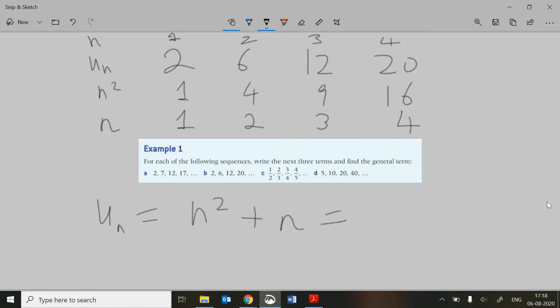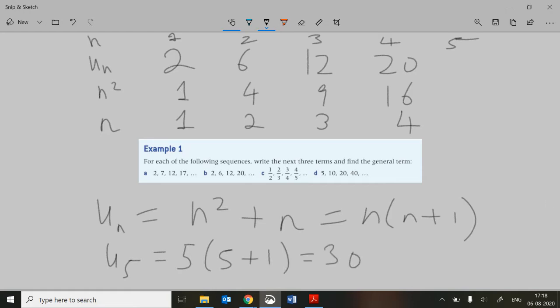In other words, it's n times n plus 1. If we have a look at testing this, for example, let's take the fifth one. Let's do U5. We've got 5 times 5 plus 1. It's going to give us 30, and we're expecting 30 to turn up in the next one. So we've added 4, added 6, added 8, added 10 to get to the next one. So we're happy that that one's right.